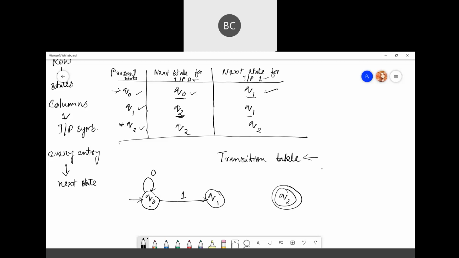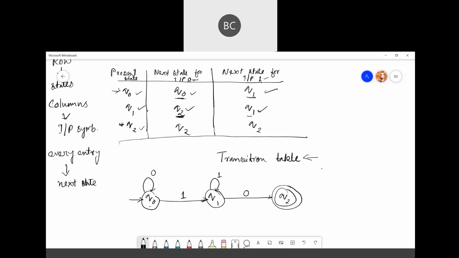Now you move to the Q1 part. From Q1, when it reads 0, its next state is Q2. That means from Q1, it reads 0 and moves to Q2 because it's already given in the table. Next, for Q1, when it reads 1, it stays in the same state. That means you have to make a self loop, and after reading 1, it will be in the same state. So this part is already done, since it is given in the table.